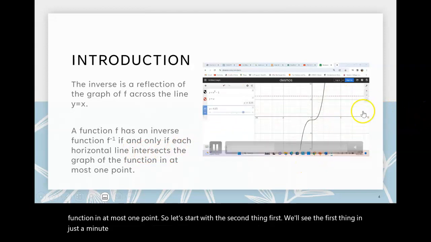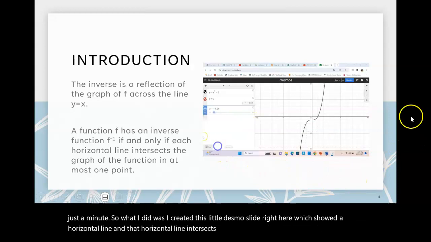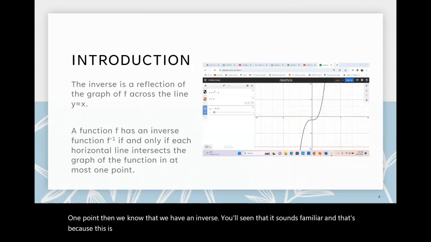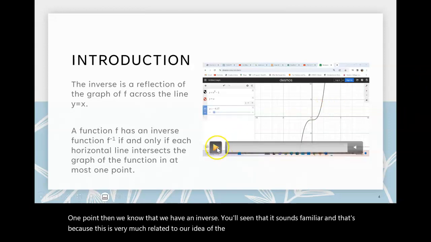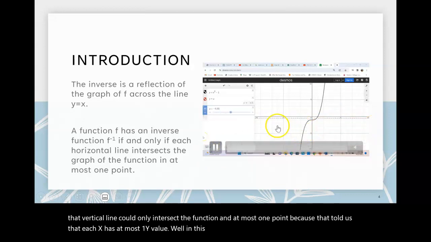So what I did was I created this little Desmos slide right here, which showed a horizontal line. If that horizontal line intersects the function at most one point, then we know that we have an inverse. It sounds familiar, and that's because this is very much related to our idea of the vertical line test. The vertical line test told us that a vertical line could only intersect the function in at most one point, because that told us that each x has at most one y value. Well, in this case, to have an inverse, each y must have at most one x value.